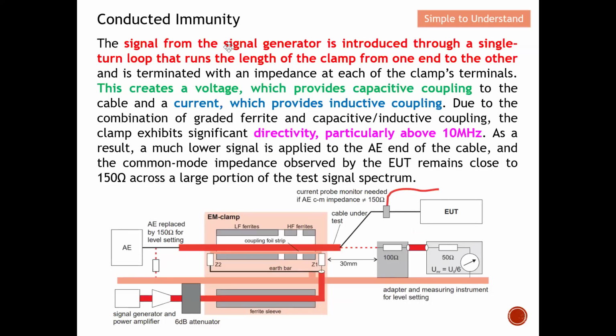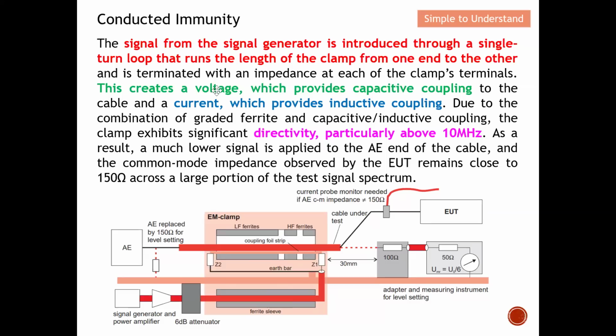Okay, the signal from the signal generator is introduced through a single turn loop that runs the length of the clamp from one end to the other. Basically this is what it means. Earlier on I did mention that the signal generator generates a signal. They pass through the 6 dB attenuator and run through the whole length of the clamp from one end to the other end. You can imagine that this will be the source of coupling. The noise generated from here couples over to the conductor of the cables, and is terminated with an impedance at each end of the clamp terminal.